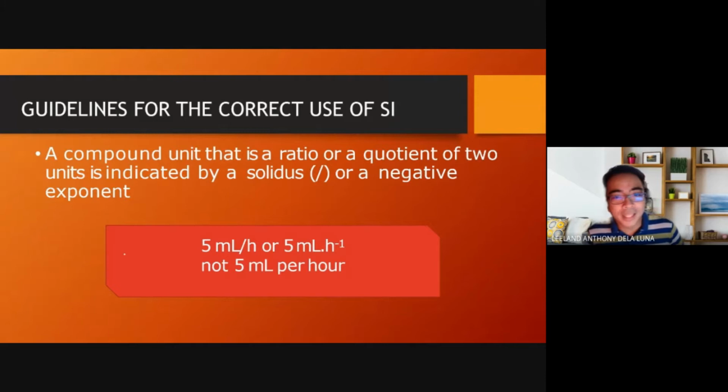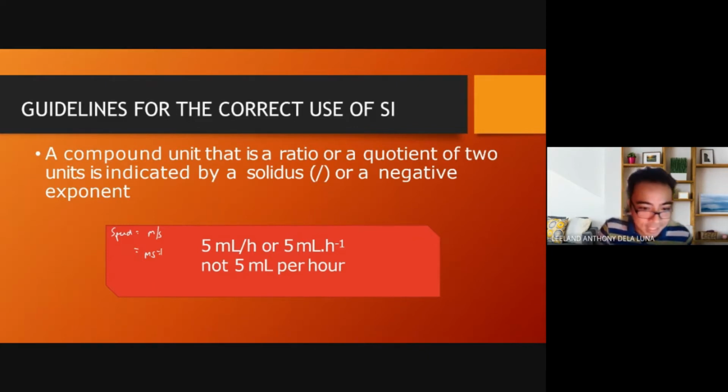So a compound unit that is a ratio or a quotient of two units is indicated by a solidus or a slash, okay, or a negative exponent. Now class, normally halimbawa, speed. Di ba ang unit natin for speed is meters per second? Di ba it's expressed in meters per second or kilometers per hour? Depende na yon. Now class, normally if we're separating two units, it's always separated by a slash. Ibig sabihin meters per second. Now class, pag nakakita ka halimbawa, ang sinulat niyang unit for speed is meter second negative 1, it's still accurate.